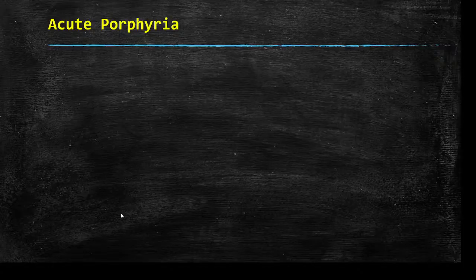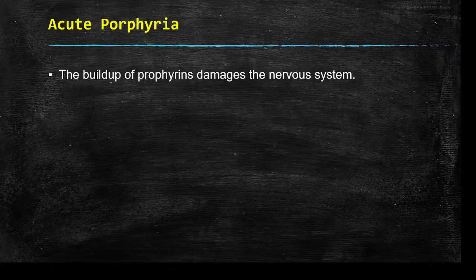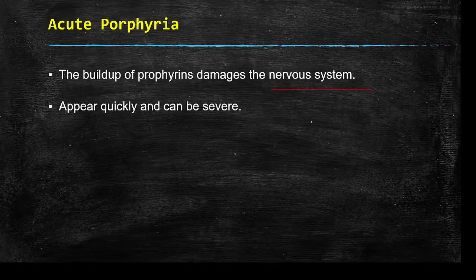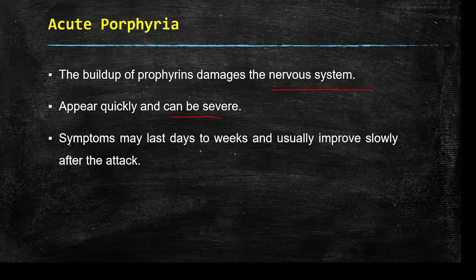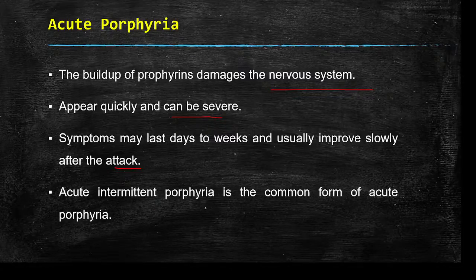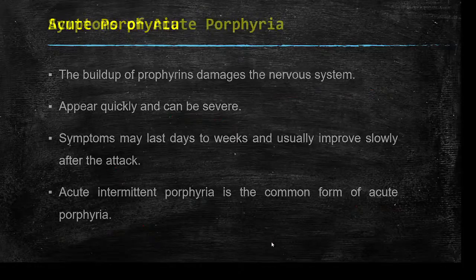So acute porphyria: the buildup of porphyrin damages the nervous system. Symptoms appear quickly and can be severe, may last days to weeks, and usually improve slowly after the attack. Acute intermittent porphyria is a common form of acute porphyria. This is one of the examples of acute porphyria.